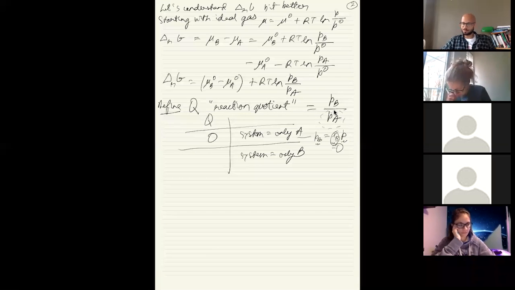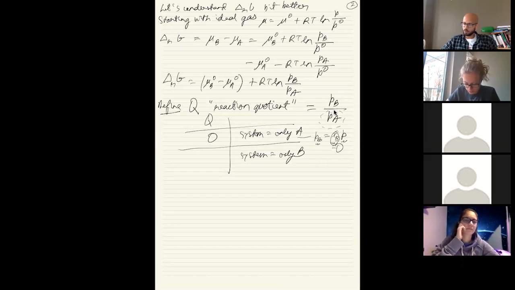Yeah, thanks, Tyler. So if you have only A, then Q is 0. And similarly, if you have only B, then Q is infinity because now the denominator is 0. So Q captures where you are in this reaction. It quantifies how far along you are, whether it is only A or only B. It's just a mathematical way of looking at it.